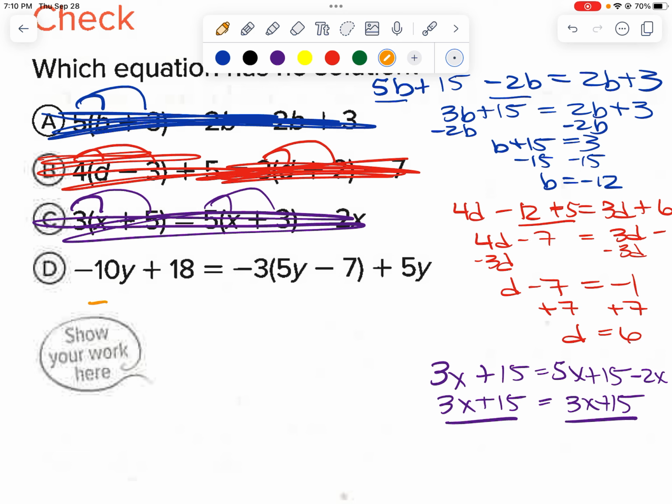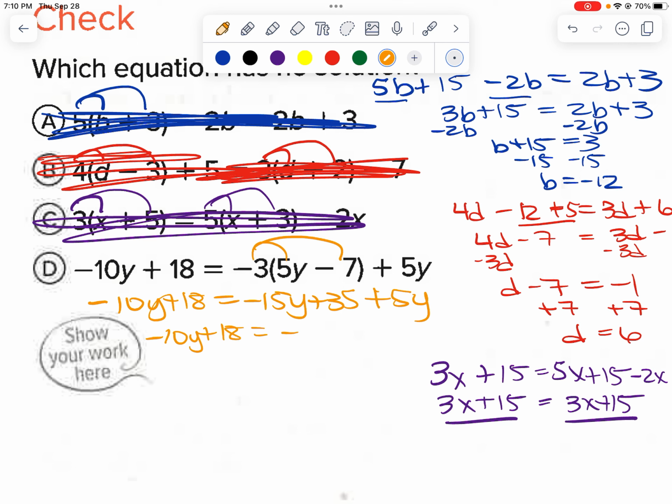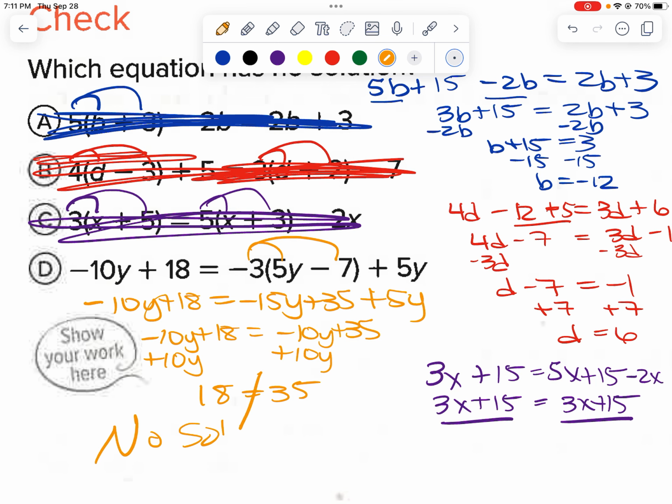Last but not least, negative 10y plus 18 equals, I multiply here, negative 15y plus 35 plus 5y. I get negative 10y plus 18, negative 10y plus 35. If I add 10y to both sides, I get 18 equals 35. That will never be true, so this is no solution. So my answer is D.